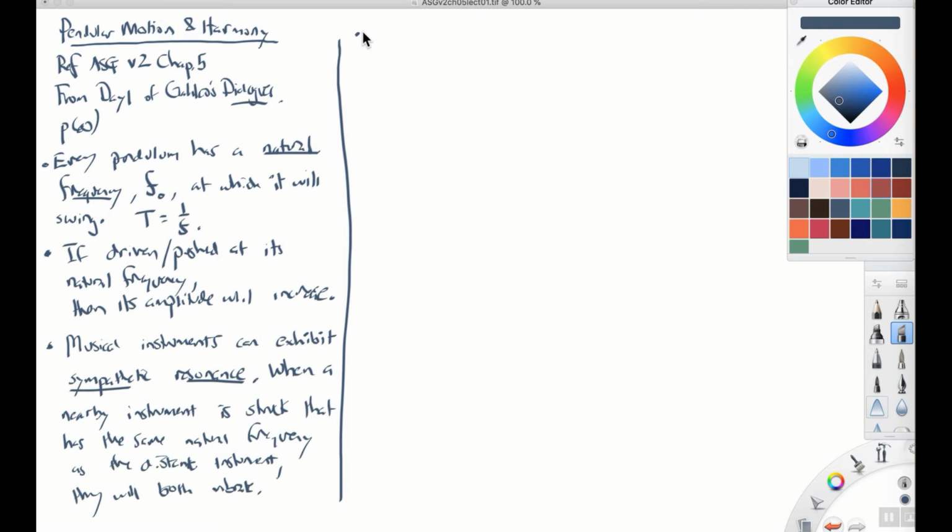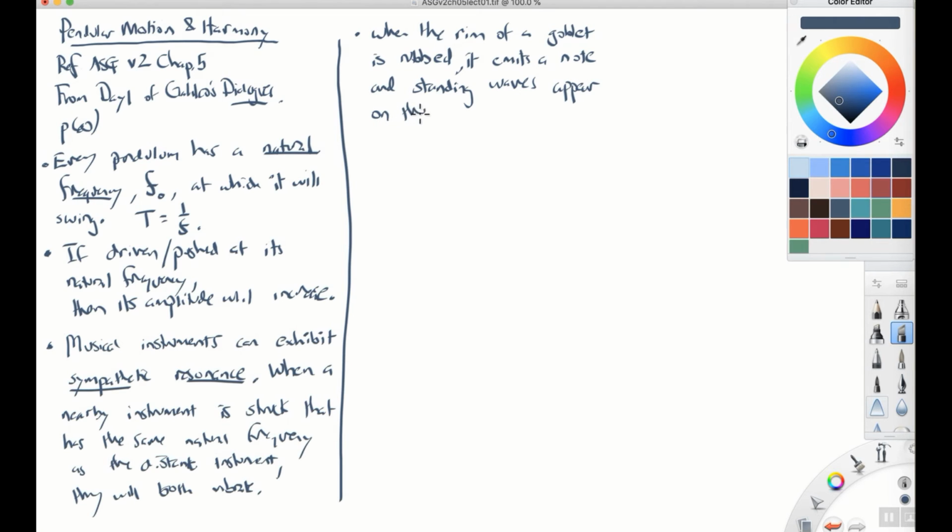Okay? Another thing that Galileo brings up is that when the rim of a goblet is rubbed, it emits a note, a musical note, and standing waves of water appear on the surface. We'll be more precise about what we mean by standing waves in a future lecture, but I think you know what I mean. There's going to be little waves of water appearing on the surface of the fluid filling the glass. Little ripples, usually concentric circles, in the glass.